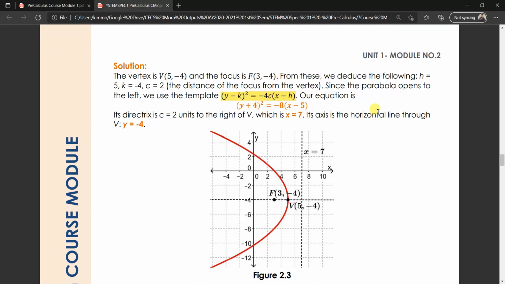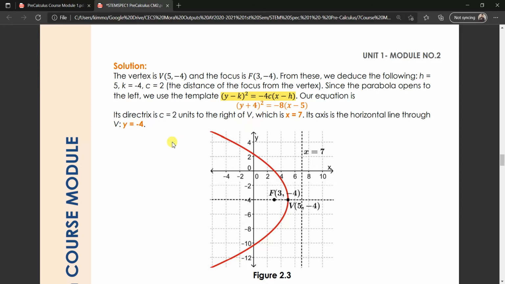Next is to identify the missing values in your standard equation. For this standard equation, what we need to solve for is k and h. k and h are the coordinates of our vertex. h is the x coordinate of the vertex and k is the y coordinate of the vertex. And of course, our c. Again, c here is the distance from our vertex going to our focus, or it can be the distance from our vertex going to our directrix.